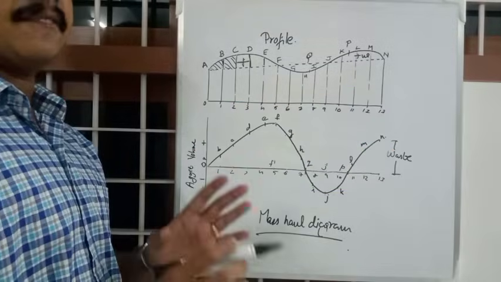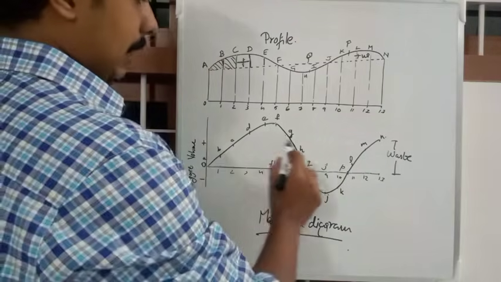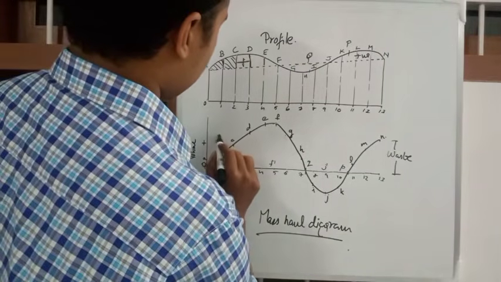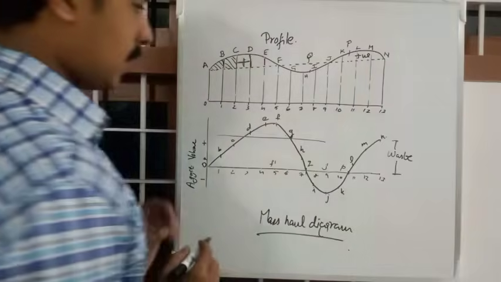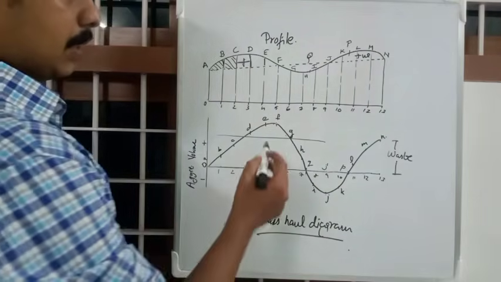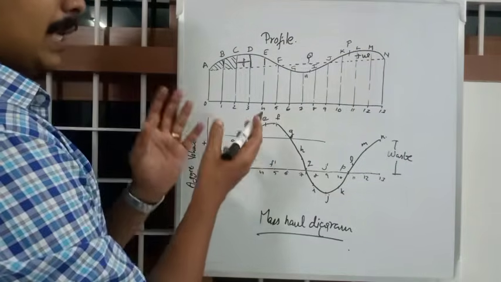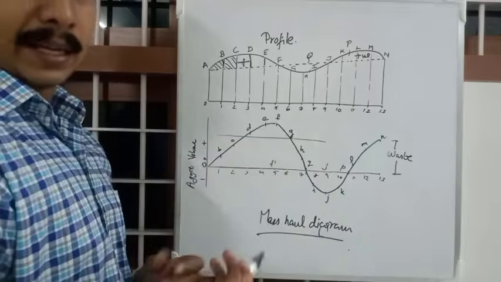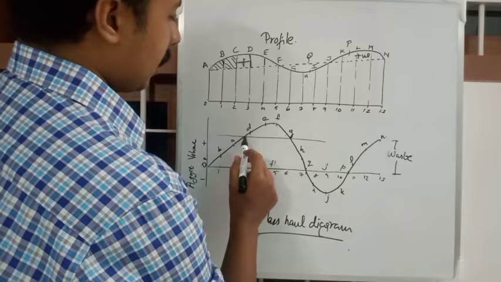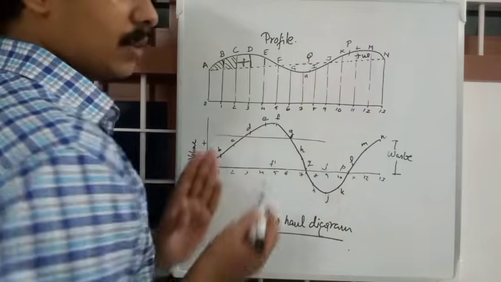Sixth one, if a horizontal line is drawn intersecting the curve, for example, if I am drawing like this, this is a horizontal line intersecting the curve, the total earthwork between them will be equal cutting and equal filling. That is why between this particular point and this particular point, filling will be equal to cutting.